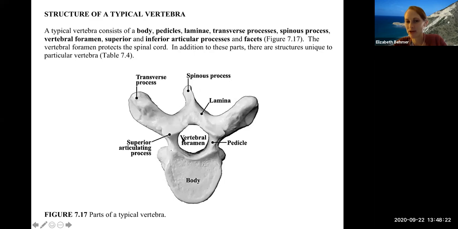Here's a structure of a typical vertebra. Through the vertebral foramen, your spinal cord will go. You have superior articulating and inferior articulating processes, which just connect the vertebra to stack on top of each other nicely. Here's the body of the vertebra where your intervertebral discs will be located. Both laminae are sides that lead up to the spinous process, and you can feel the spinous process as you run your finger up and down your spine. The pedicles attach the body to the rest of the vertebra, and your transverse processes are kind of arms that jut out of the sides of each vertebra.